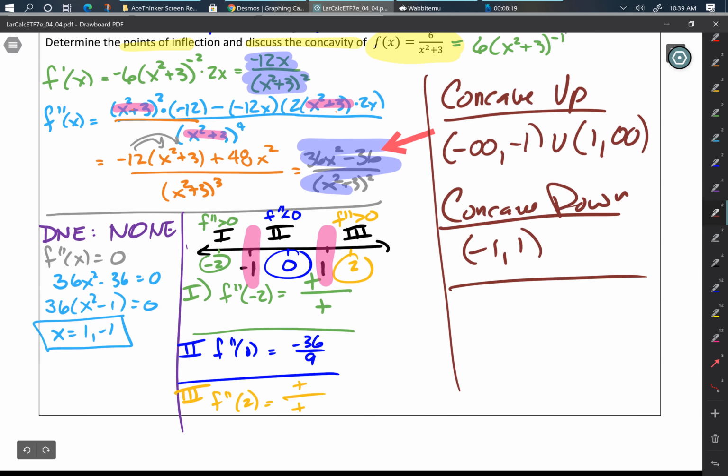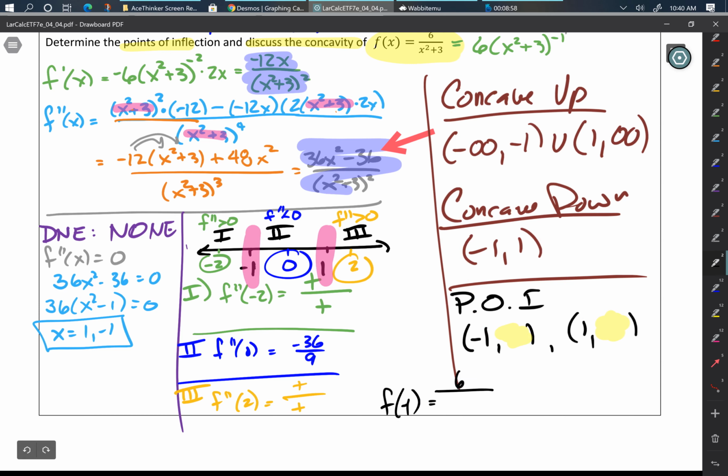And then the last thing is, do we have any points of inflection? Well, concavity changes at -1. Concavity changes at +1, so we have potential there. It could be -1 comma something and +1 comma something. And how do I find those missing y values? Well, I have to take the -1 back up to the original function and the +1 back up to the original function. Right?